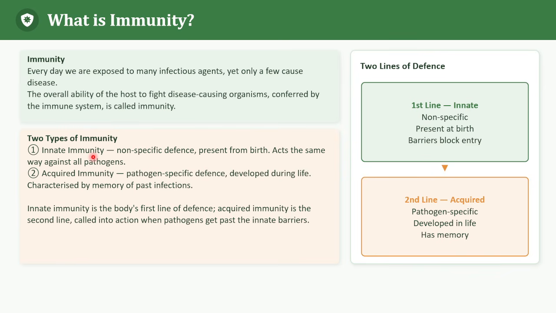Our body as a fort. So innate immunity is the first security system protecting the fort. And acquired immunity is a specialized defense system that responds when a particular pathogen gets through. So always remember, innate is born with it and acquired is developed during life, and also we can say memory.